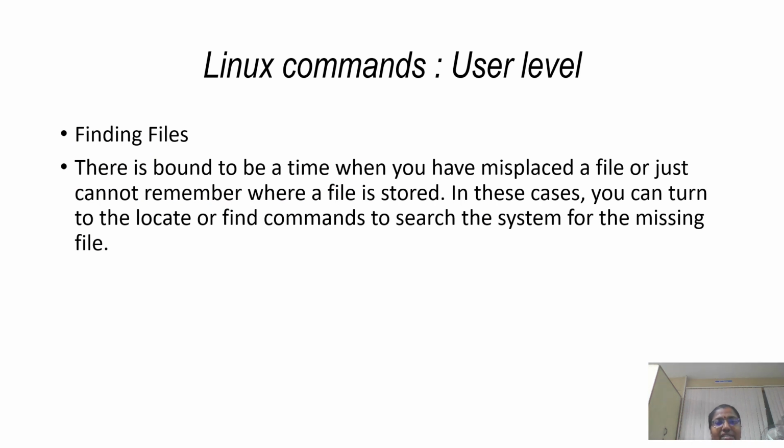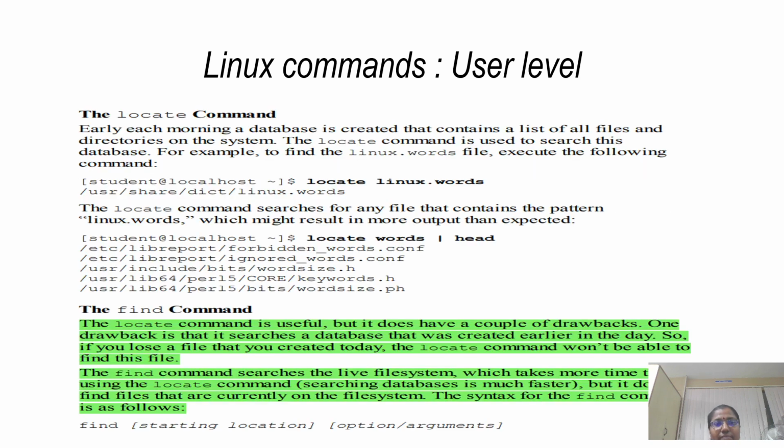Finding the files in your system, you can do using the find or locate command. With the locate command, early each morning a database is created that contains a list of all the files and directories on the system. The locate command is used to search this database. So to find the linux.words file, you execute locate linux.words, and it will display all the files matching words under that.